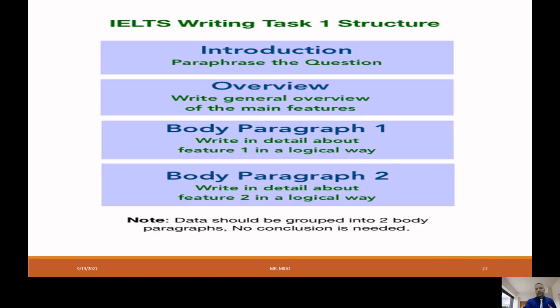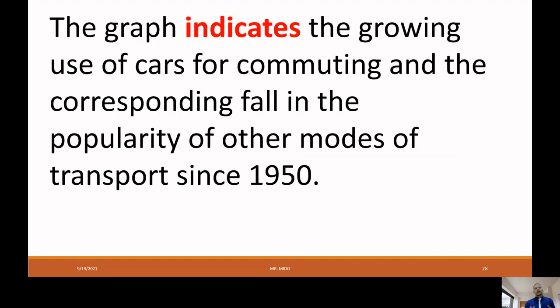1950, 1970, and 1990. Again, the plan of writing: introduction, overview, then body paragraph 1 about the highest, body paragraph 2 about the lowest, or you can give each its own paragraph: bus paragraph, car paragraph, bike paragraph, and a fourth paragraph. That's perfect if you want to do it in detail. Let's go. The graph indicates; we wrapped up, we finished the introduction.